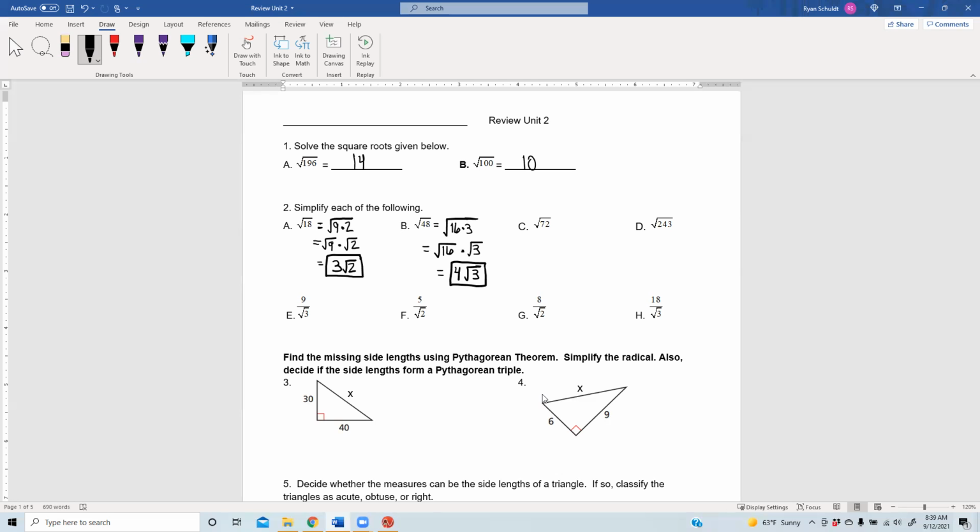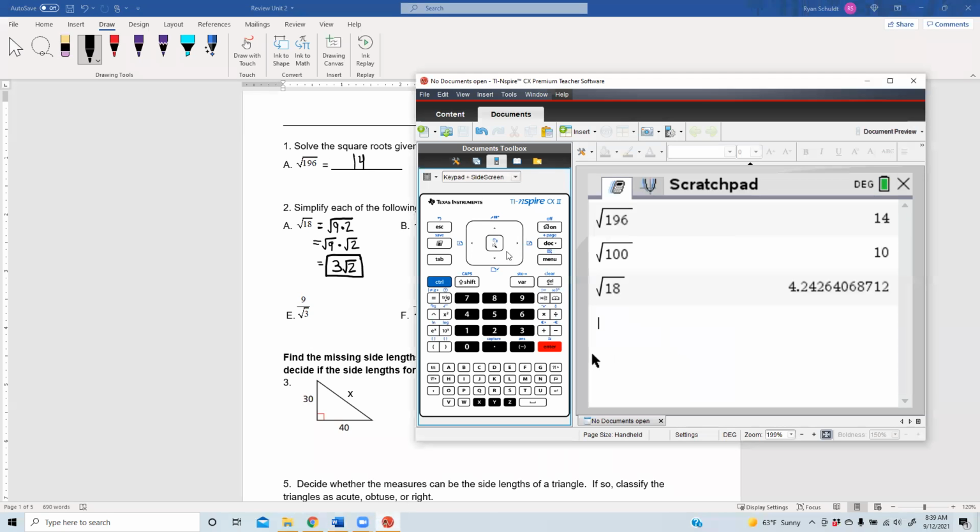Then we have the square root of 72. So let's say you didn't know. You're kind of at a loss. Let's see, 72 divided by 2. See what that gives us. Oh, 36. That's a perfect square. 36 and 2.